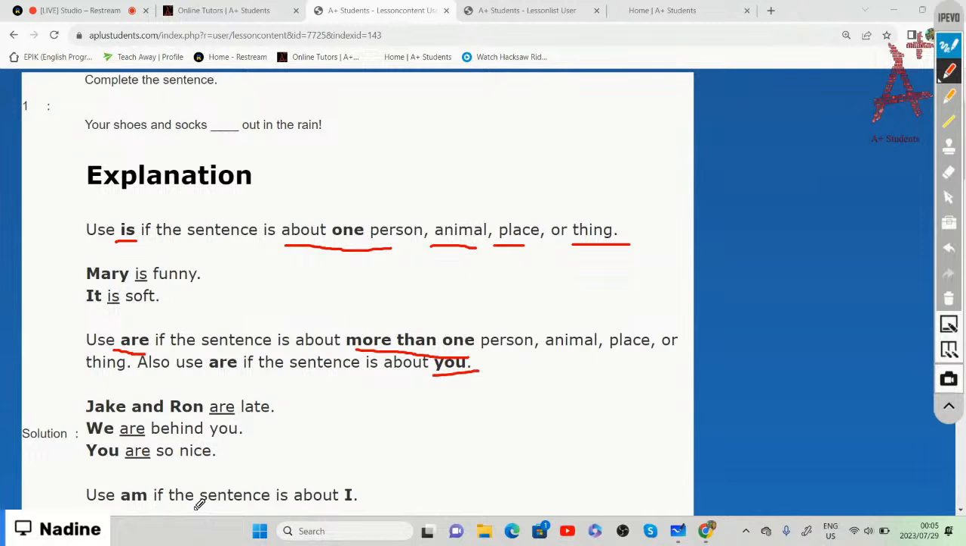So we use is if the sentence is about one person, animal, place, or thing. And the example that we have is Mary is funny, it is soft, and we use are if the sentence is about more than one person, animal, place, or thing. It's like saying plural. But we also use are if the sentence is about you. It's like saying, you are so nice. We are behind you. Jake and Ron are late. So Jake and Ron, or we, refers to more than one person, right?